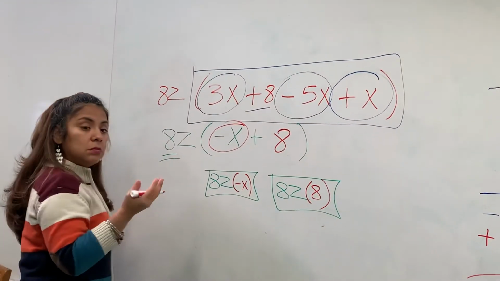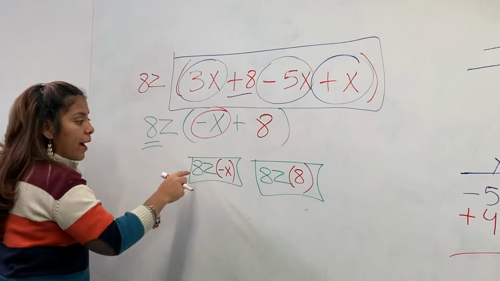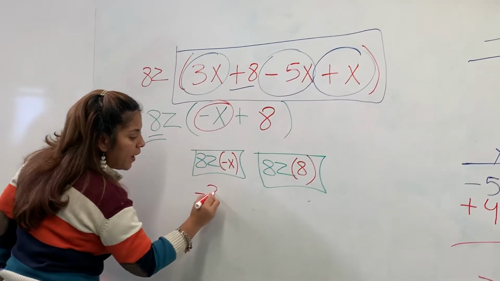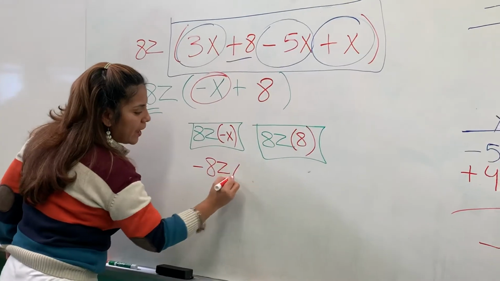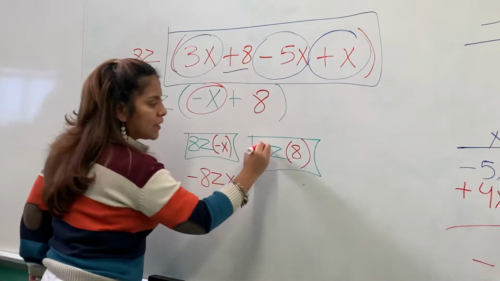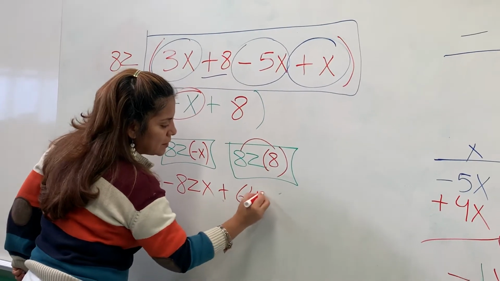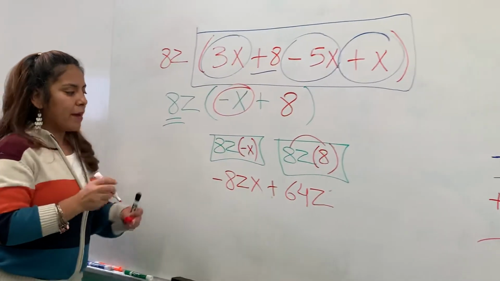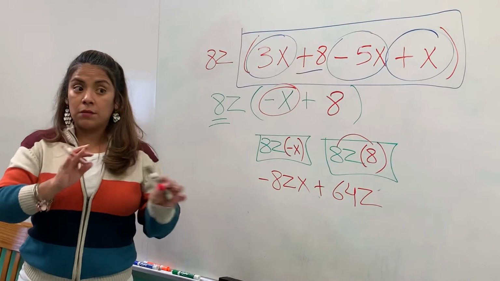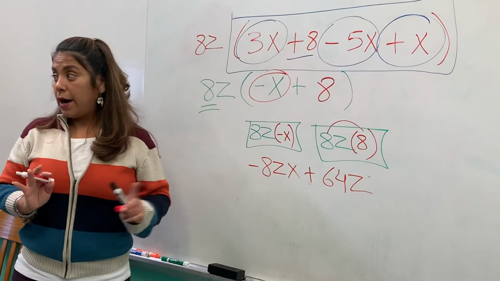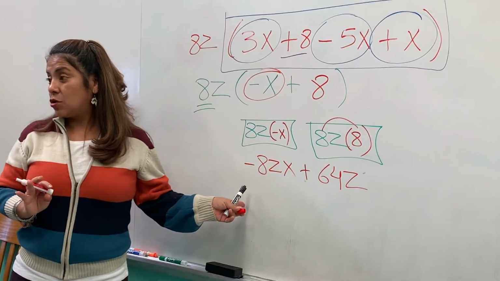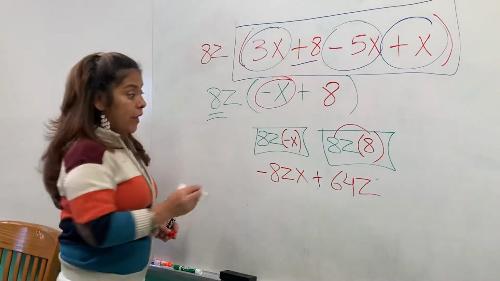So now, based on what I have here, I will get a negative a times x, and a times 8 will give me equals to positive 8a. And I cannot combine any more terms because that will be it. I don't have any more like terms. Okay, so do we understand?